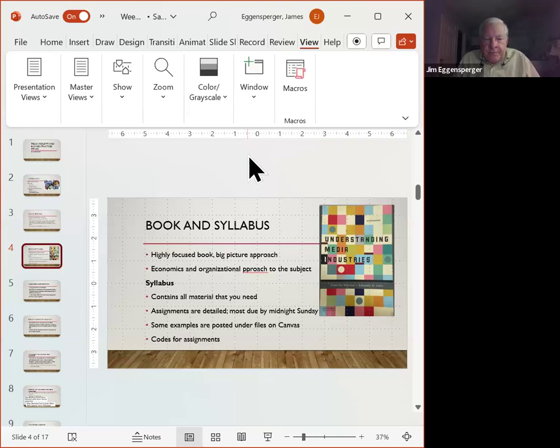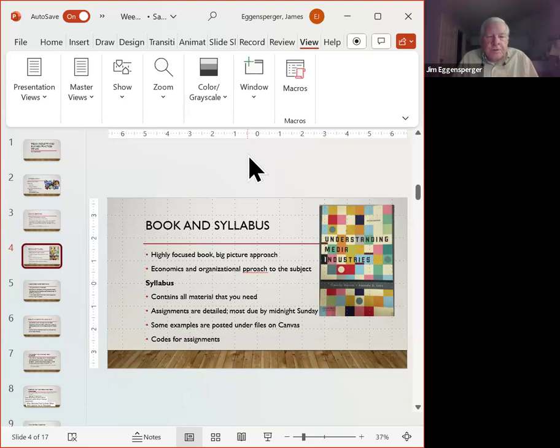And my plan, my goal is to have you familiar enough with it so that you can get a job doing something in these industries, whether it's anything from social media to traditional television to evolving television, streaming television.